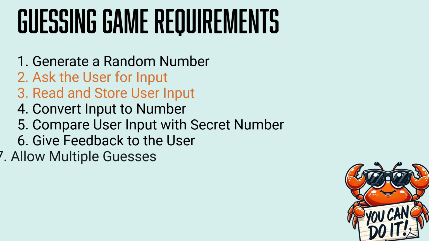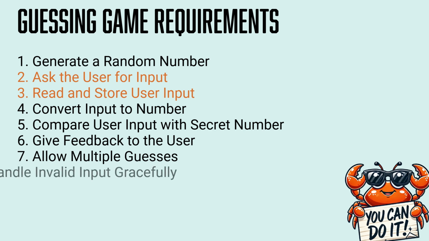And of course, we won't let the game end after one guess. Nope. We'll add looping so the user can keep guessing until they win. Finally, we'll make sure the game handles invalid input gracefully, no crashes, just smooth, clean Rust magic. The goal for this video is to implement steps 2 and 3, prompting the user and capturing their input.